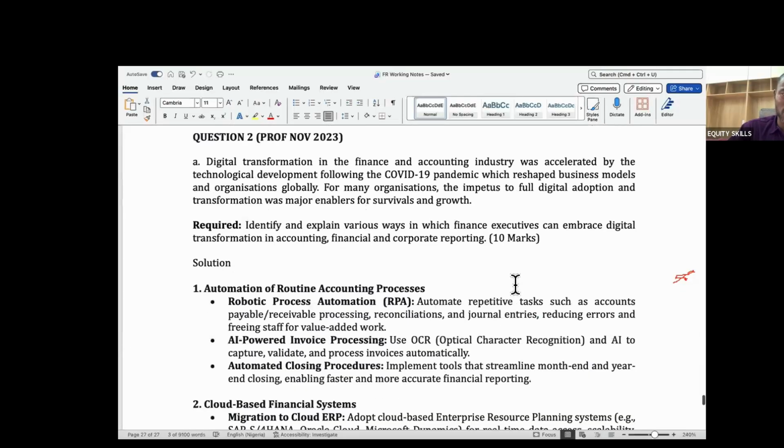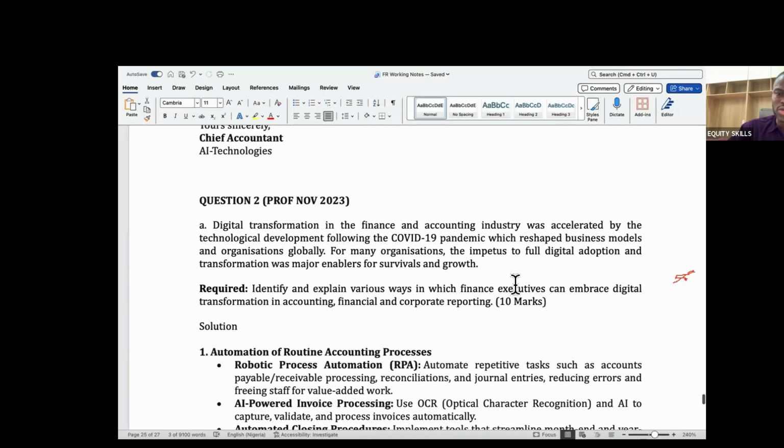And there are also some other questions here. This one asks you to identify and explain the various ways in which finance executives can embrace digital transformation. This one will go into those tools that I mentioned earlier. I mentioned the areas in which technology can help.